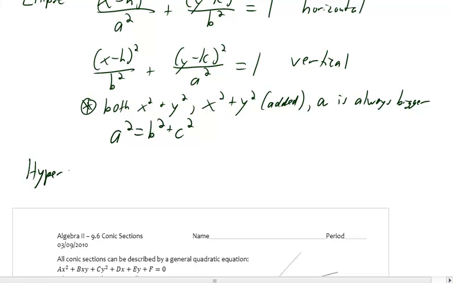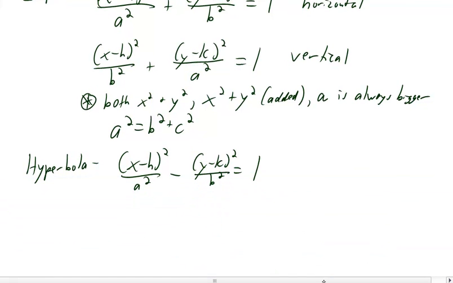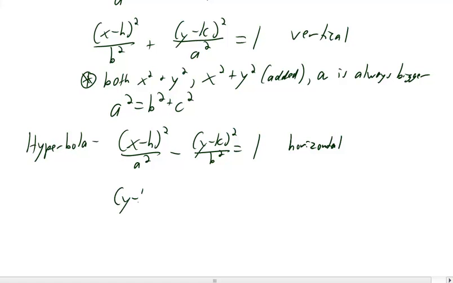Lastly, we have the hyperbola, which has a very similar equation to the ellipse with some differences, though. It was (x minus h) squared over a squared minus (y minus k) squared over b squared is equal to 1. This was for a horizontal. We also have (y minus k) squared over a squared minus (x minus h) squared over b squared is equal to 1 for a vertical.